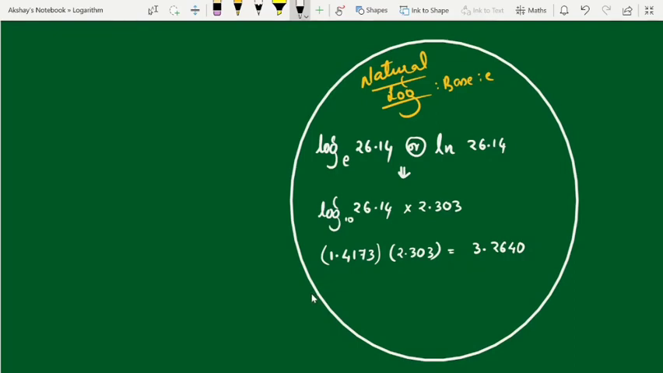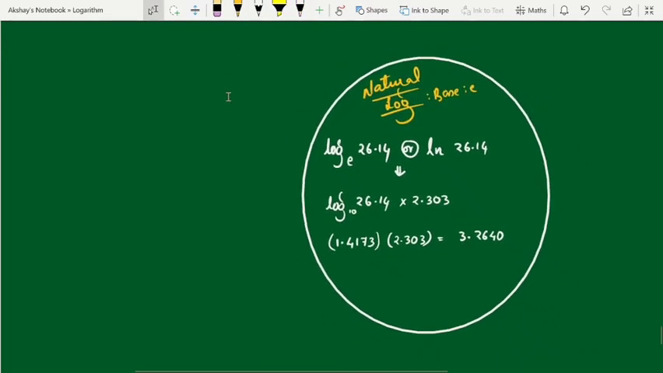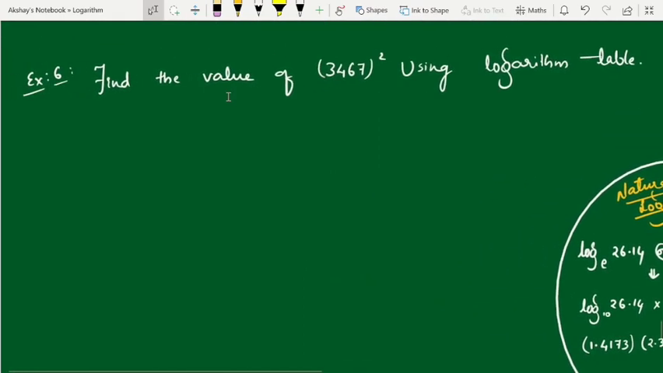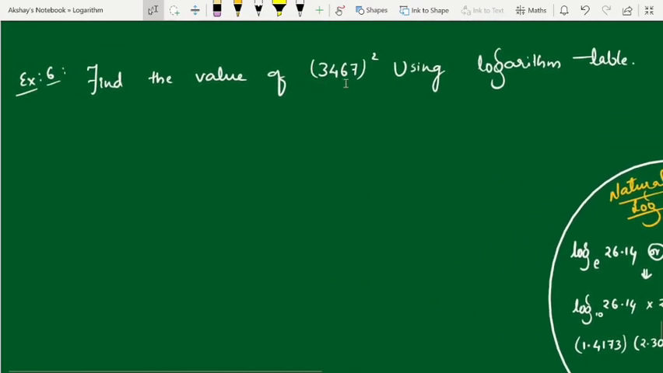So this is all about logarithm as well as anti-logarithm, as well as natural logarithm, the types of logarithm. So I request you to solve this problem: find the value of 3467 square using the logarithm table, and write the answers in the comment section.